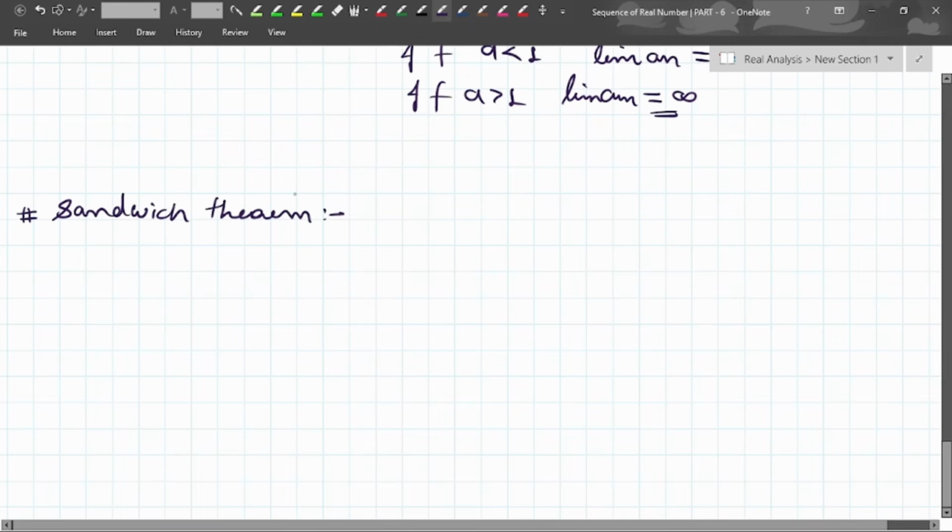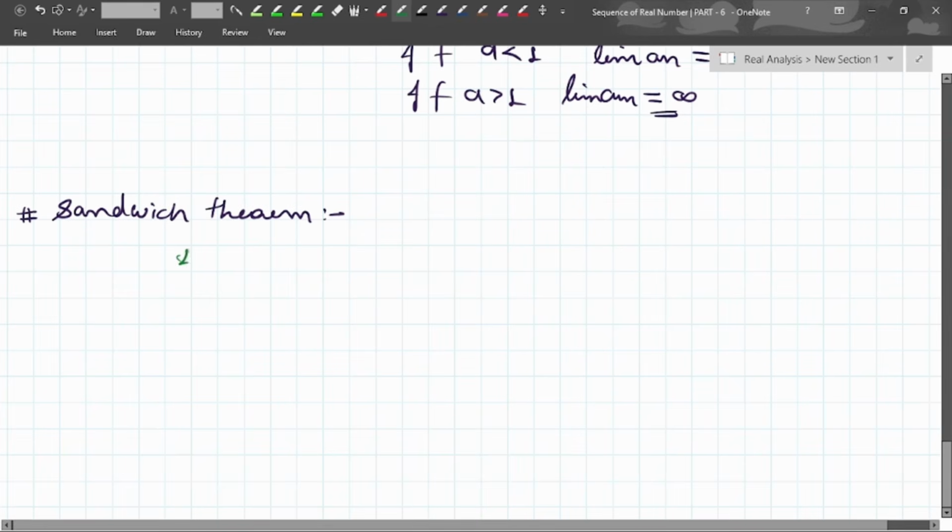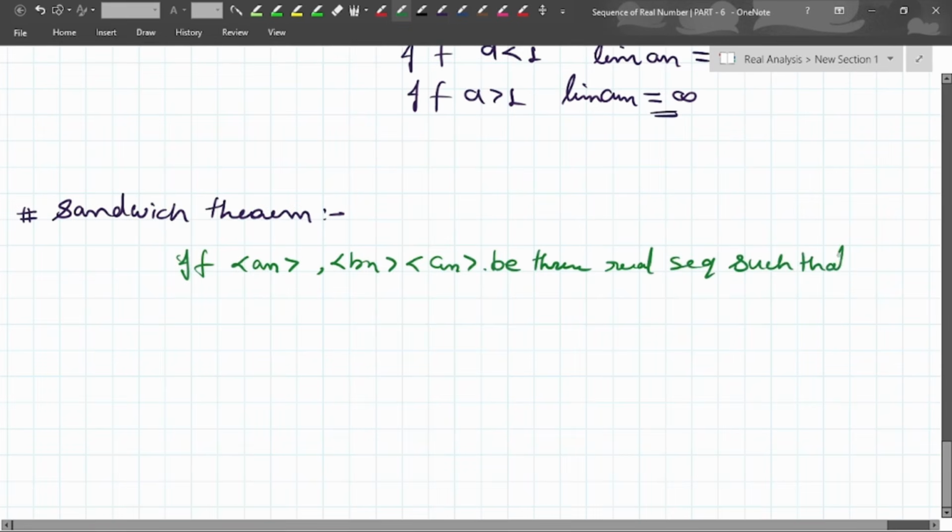Now, what is the meaning of the sandwich theorem? It is something related to a sandwich. So let's say if An, Bn, and let's say Cn are three real sequences such that An is less than Bn, less than Cn for every n.